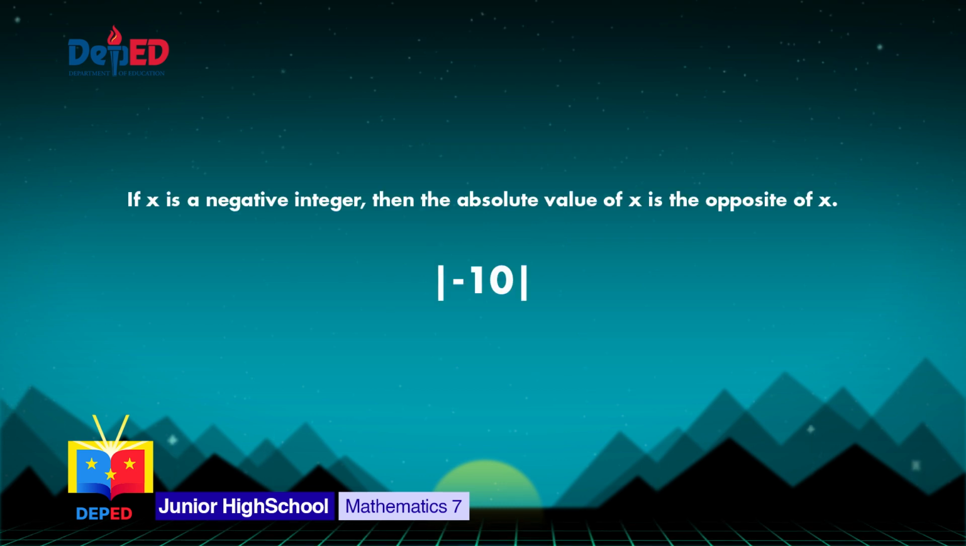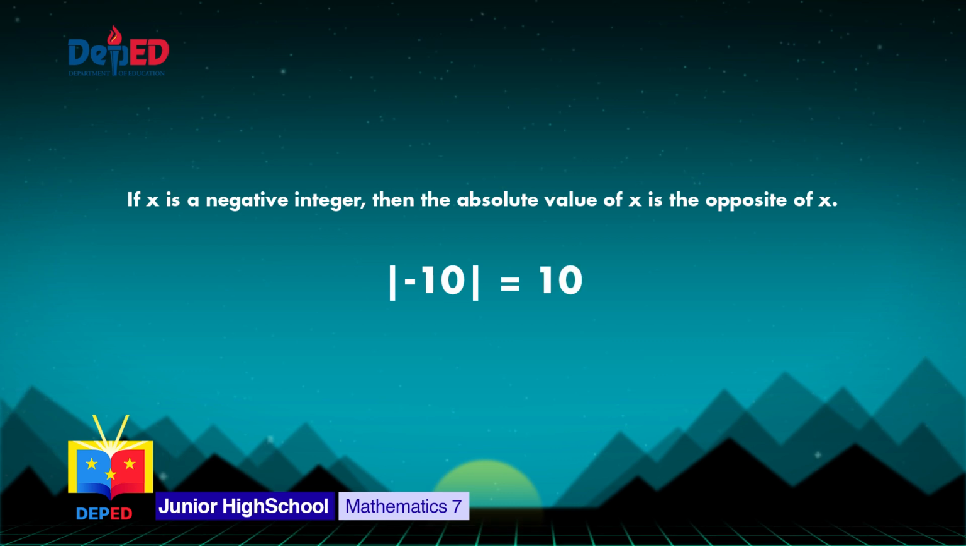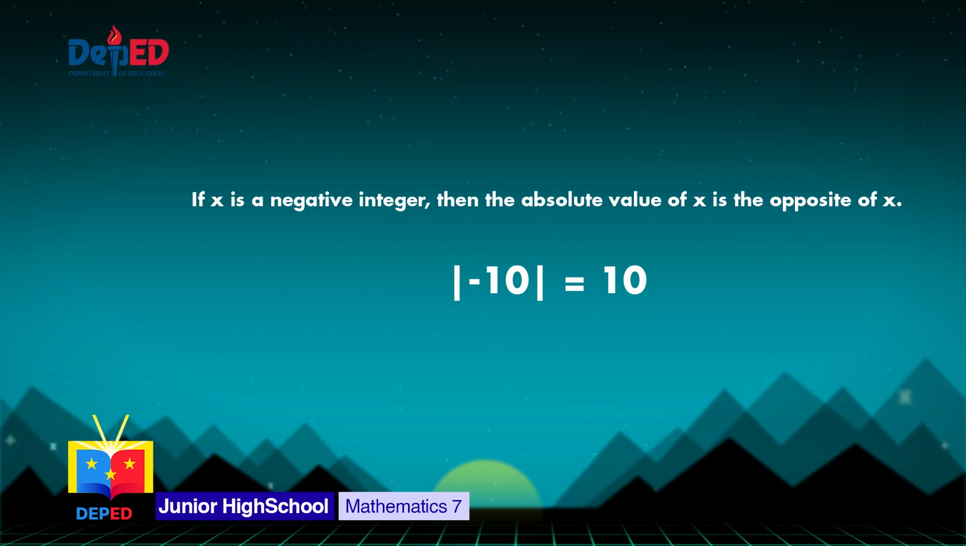If x is a negative integer, then the absolute value of x is the opposite of x. The absolute value of negative 10 is 10. Since negative 10 is a negative integer, then its opposite integer is positive 10.